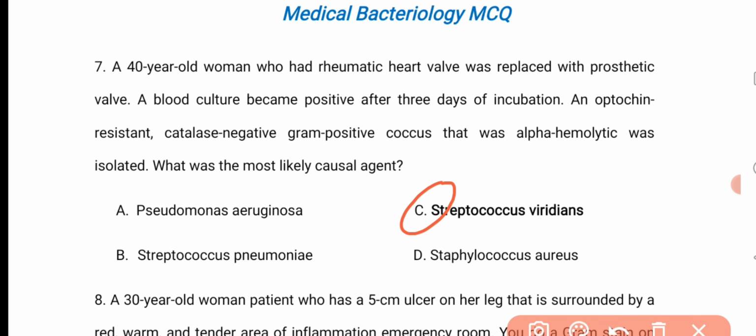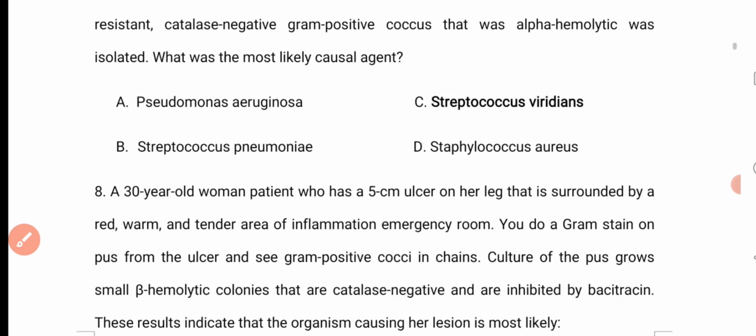This is a very common question on microbiology or bacteriology exit exams, so try to prepare yourself. Know the types of tests that are used to identify the Staph and the Strep, and also among the Staph species and among the Strep species. These are very common. So the correct answer is C, Strep viridans.